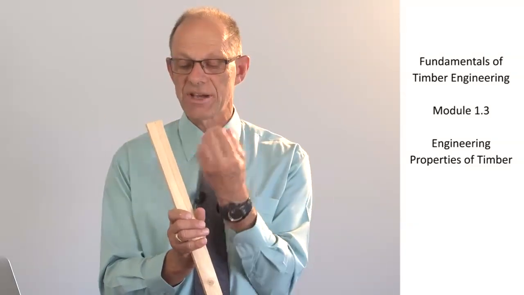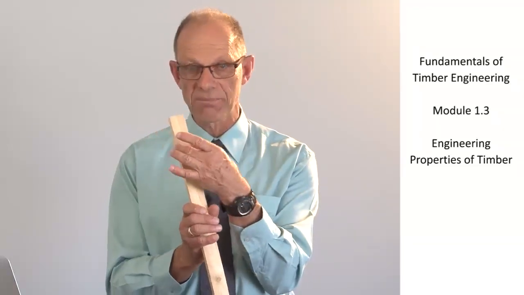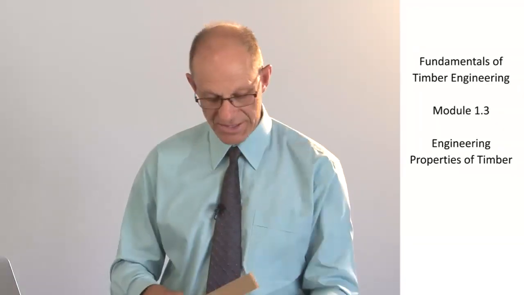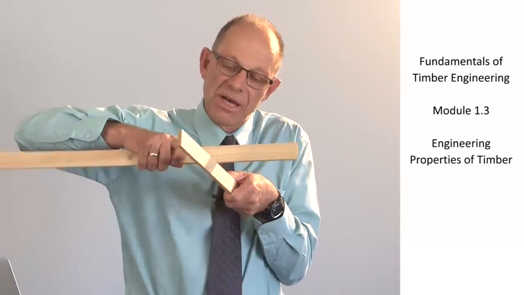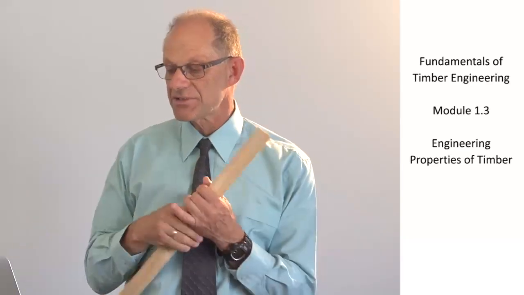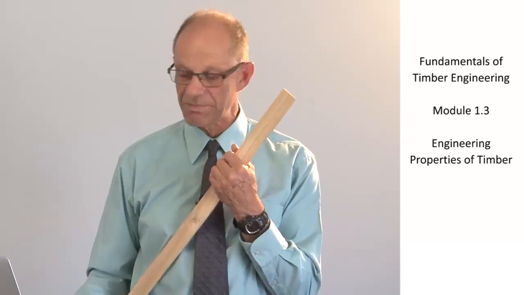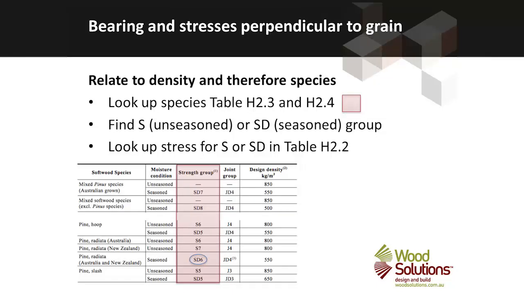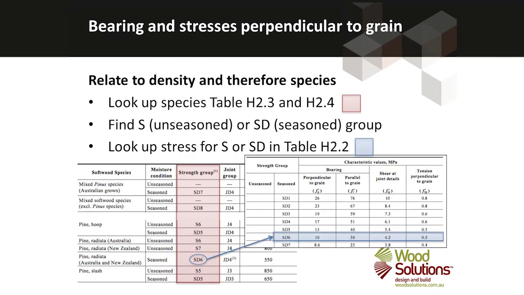In order to assess those properties, and I'm thinking primarily about bearing strengths, so that's the strength where pieces of timber are sitting on top of a hard bearing surface, those bearing strengths are a function of the wood species. We look up a table in the standard that relates each species to a strength group. Once we've found the strength group, we can look up another table, and that gives us directly the bearing strengths of the timber. So some properties are given by the stress grade, others dictated by the species.